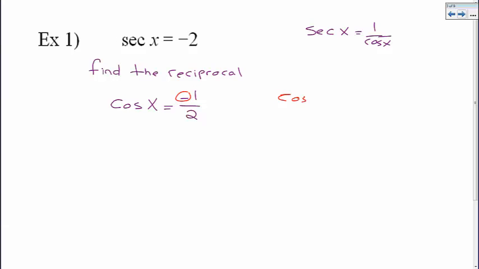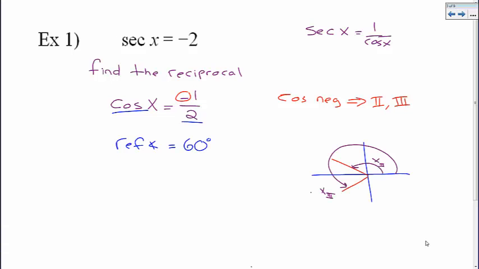I note my value is negative, which means my angle values for x will be in quadrants 2 and 3. And from my chart, I should know that cosine of theta will equal 1/2 when the angle is 60 degrees. So now I know my reference angle is 60 degrees. I can use the reference angle to solve for the values of x using quadrant operations. I should get x in 2 equal to 120 degrees and x in 3 equal to 240 degrees.